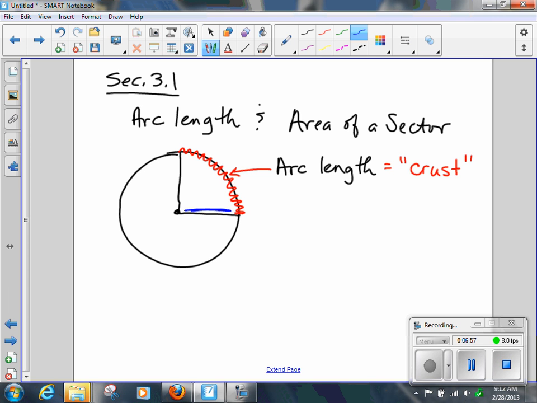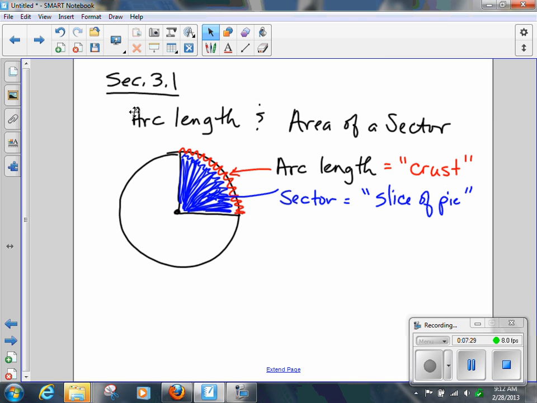If we talk about everything inside, what am I talking about? Am I talking about an arc now, or am I talking sector? I'm talking about the sector, okay? This is the sector, the slice. This is the slice of pie. The sector is the slice of pie.